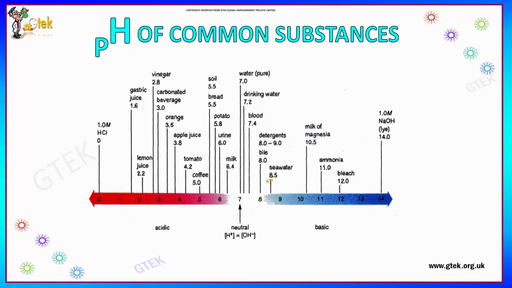These are common substances which we use in regular life. As I said, 7 is neutral, and below it is acidic. So HCl is more acidic, and here sodium hydroxide is more basic. These are the intermediate items which you use in your normal life.